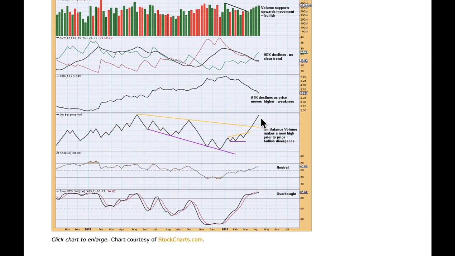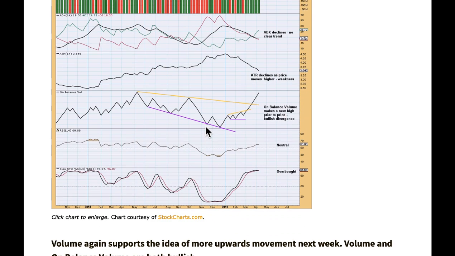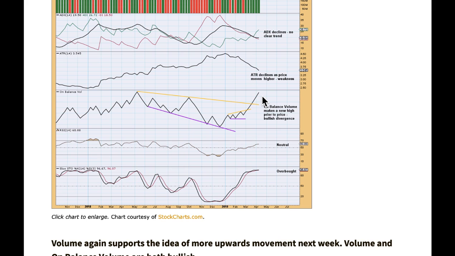On balance volume is making a new all-time high this week. That's quite bullish. It's not as reliable a signal though as using on balance volume with trend lines, but it is bullish and would suggest that price may be about to make new all-time highs. That does not support the Elliott wave count, puts a little tiny bit of doubt there.